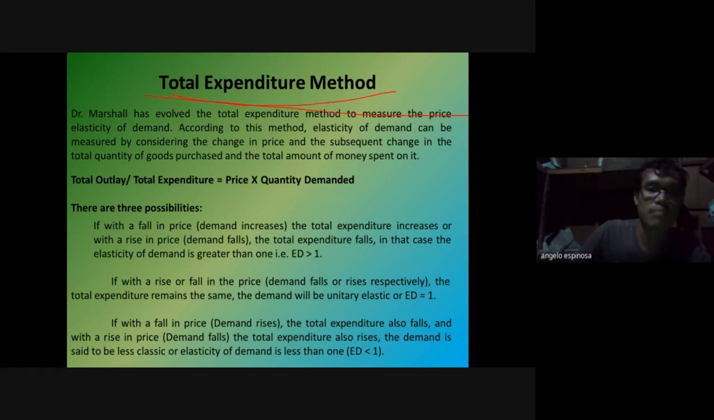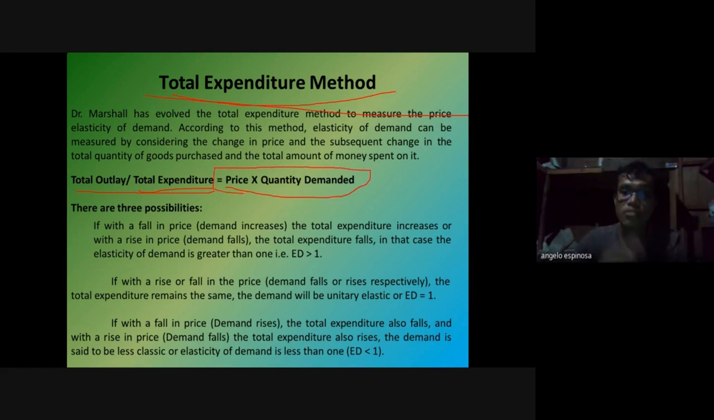Ang ibig sabihin ng total expenditure method, it is where the total outlay or total expenditures ang term, no? Okay, total outlay or total expenditure is equals to price times the quantity demanded. Yung price at yung quantity demanded. So that will give you total expenditures. Yung utility mo na yung na-provide. Okay? So there are three possibilities.